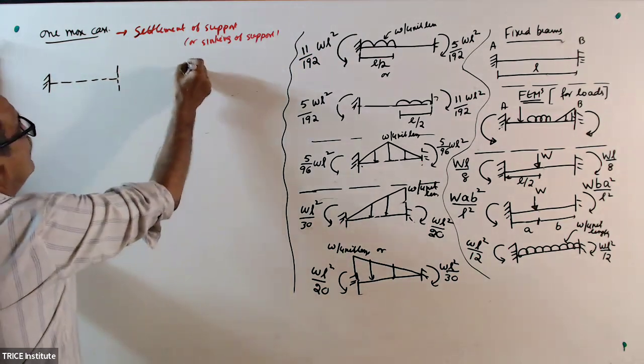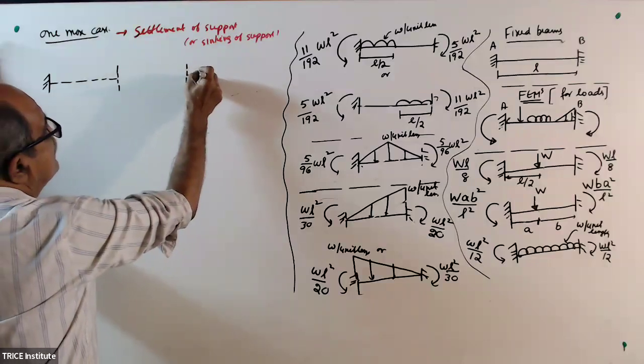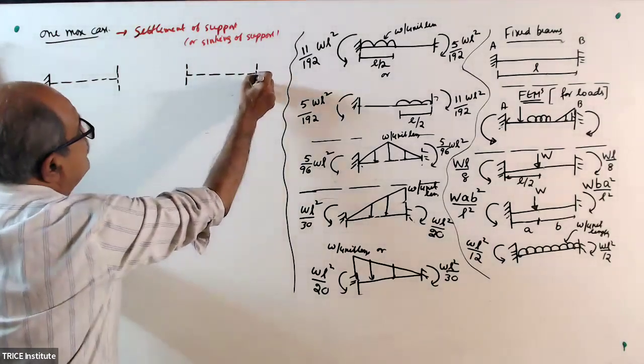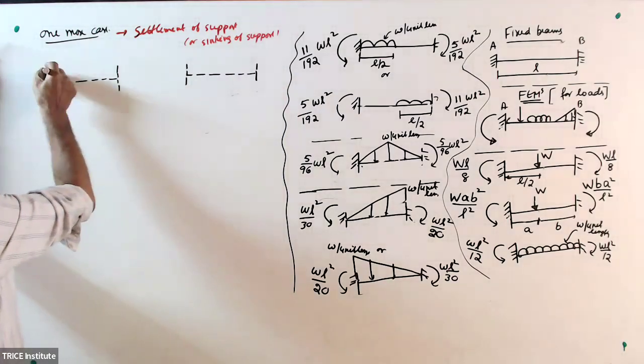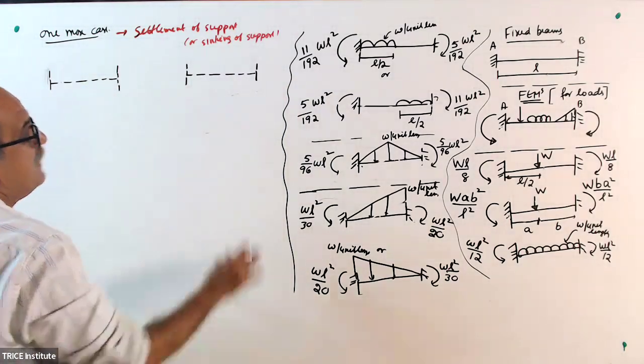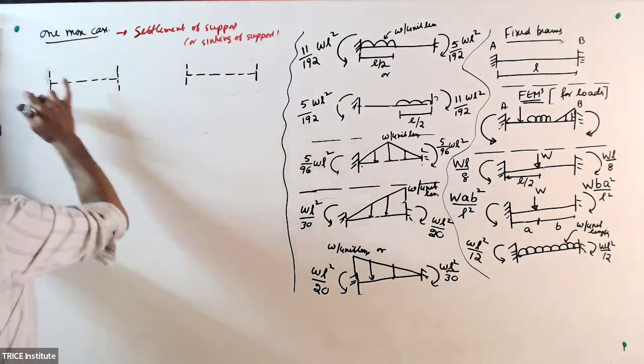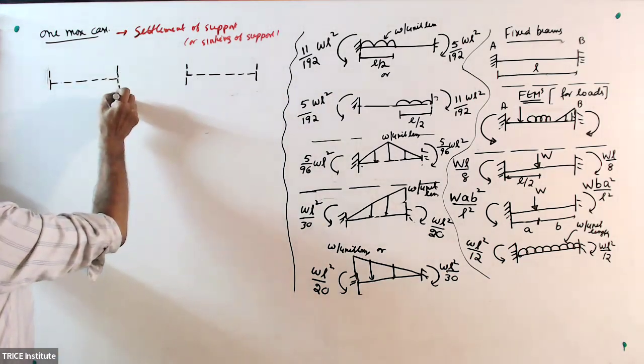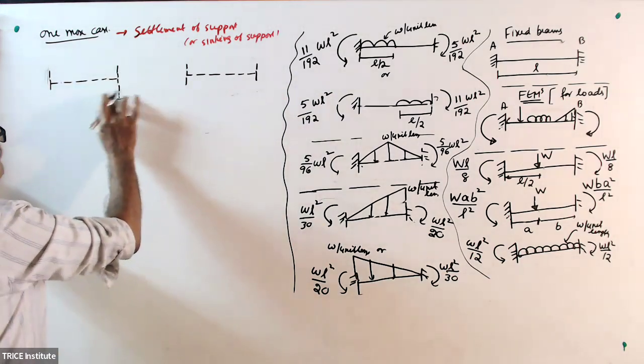Or this is a fixed beam. I'll put a dotted line here. Span L. By chance, the right support comes down. It comes here.